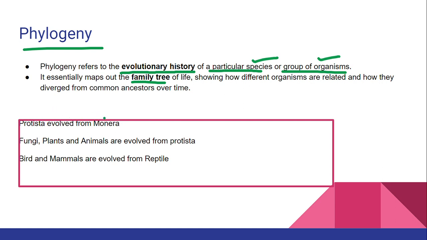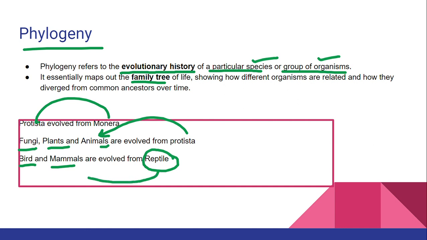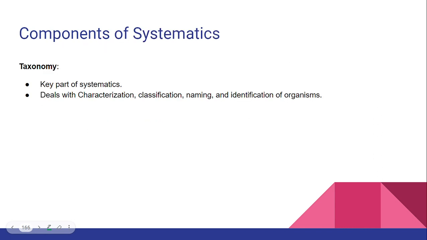Yesterday I told you that the Protista evolved from the Monera, and fungi, plants and animals evolved from the Protista. What about birds and mammals? How are birds or mammals formed or evolved? From the reptile. So reptile is going to evolve into mammals as well as birds. Right? So this was about the evolutionary relationship.